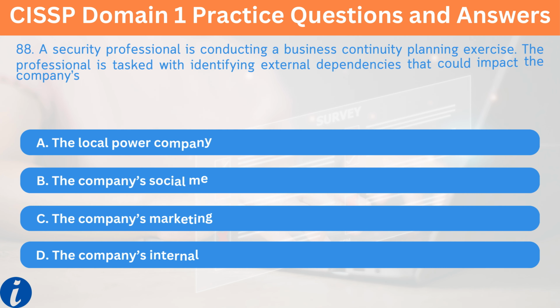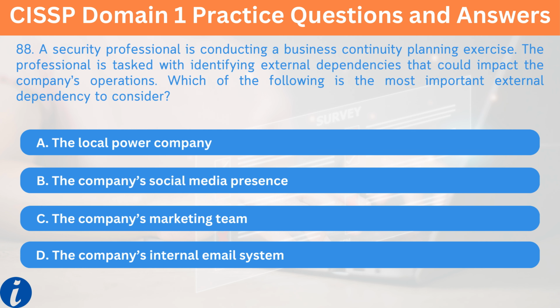88. A security professional is conducting a business continuity planning exercise. The professional is tasked with identifying external dependencies that could impact the company's operations. Which of the following is the most important external dependency to consider? A. The local power company. B. The company's social media presence. C. The company's marketing team. D. The company's internal email system.